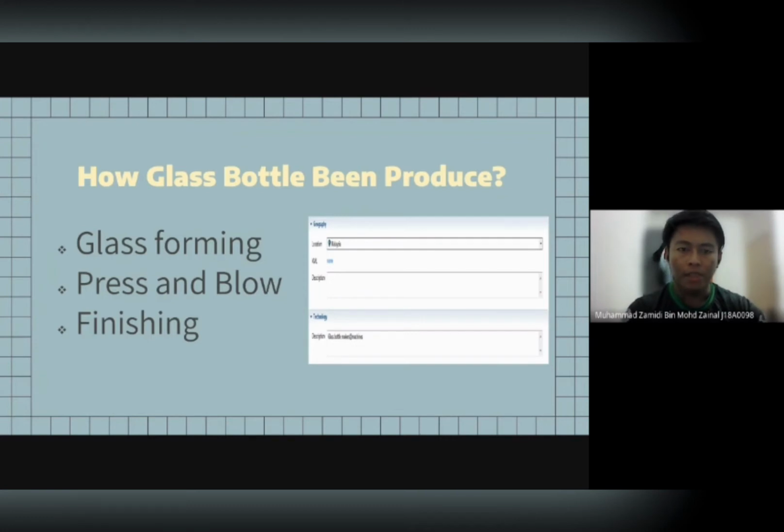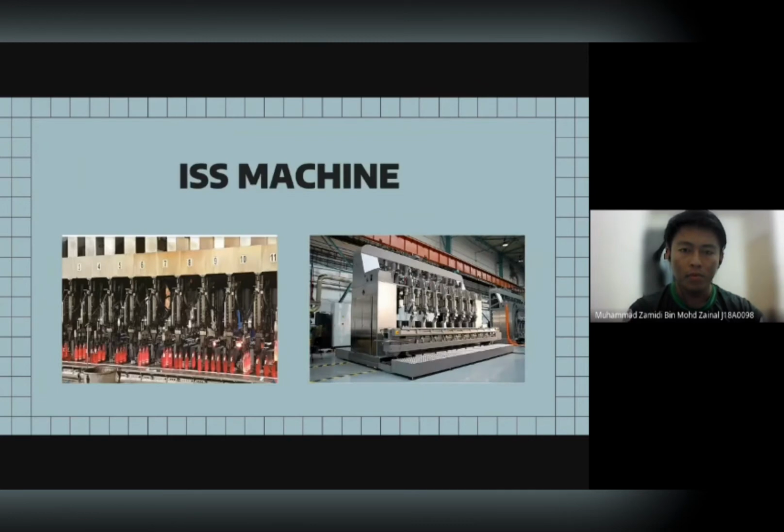Next is press and blow. In this process, it uses an IS machine. Finally, is the finishing process. Once the bottle has been completely formed, it is removed from the mold and transferred to the annealing layer. The layer heats the bottle to a temperature of about 1050 degrees Fahrenheit and then gradually cools it to about 390 Fahrenheit. The IS machine is the most advanced machine available in the market.